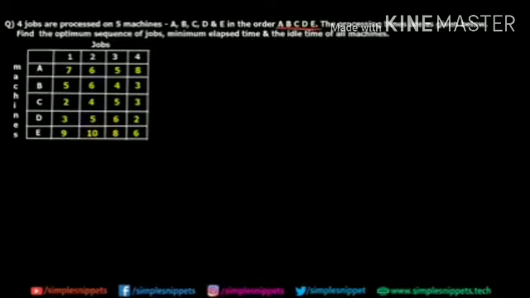Now the processing times are given in the below table, and what we have to do is find out the optimum sequence of jobs. So that's number 1. We have to find out the minimum elapsed time and the idle time of all machines. So here's the table, and this is the data.